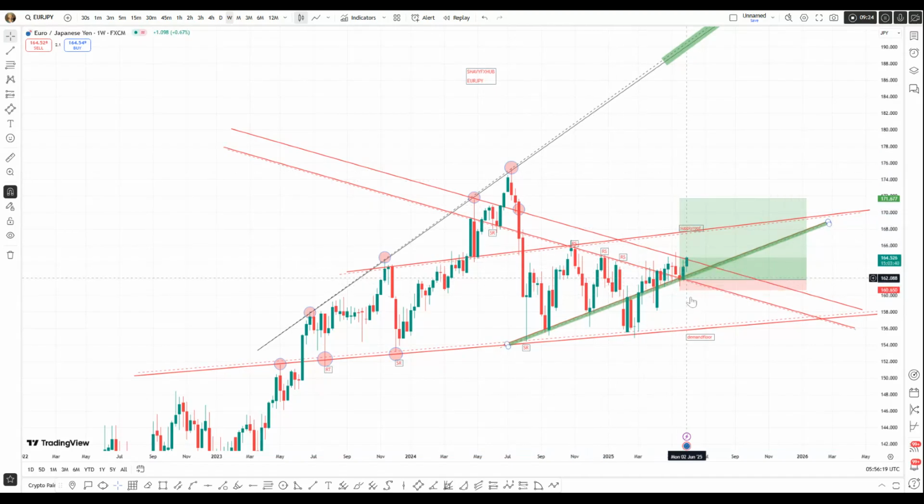So now you have a buy confirmation here after the break of structure. Retest 1, retest 2, and we are going. And the minimum we should see ourselves at is this roof for EJ on a weekly time frame.